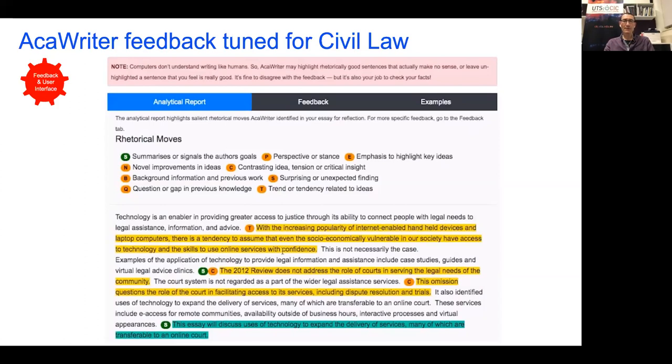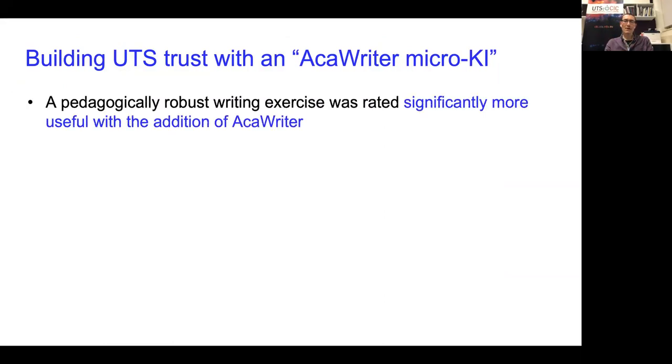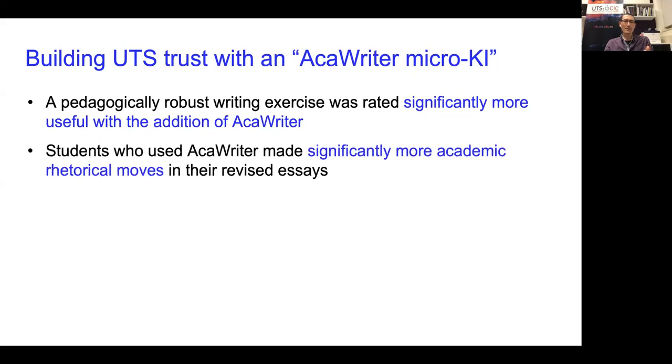Okay, so I want to think of this as what we're doing here at UTS is building a micro knowledge infrastructure, a knowledge infrastructure that builds trust amongst the institutional stakeholders here that what this analytics tool generates is meaningful, relevant, helps teaching and learning, and can be trusted. Okay, so we are, for example, building evidence that allows us to make certain kinds of claims about what happens when you deploy the tool in a subject, okay?